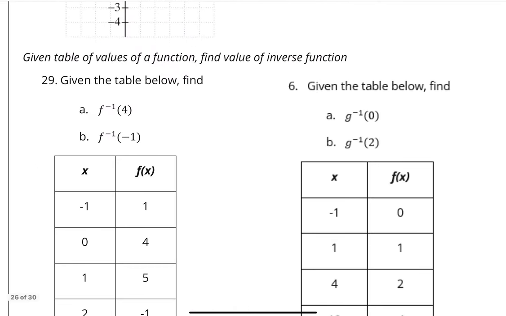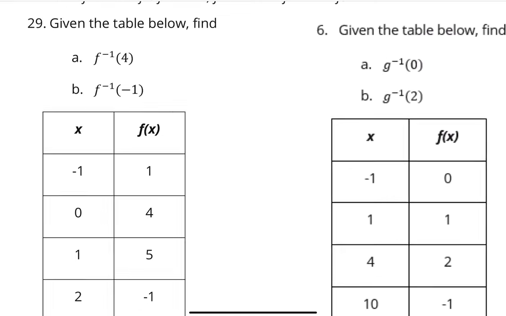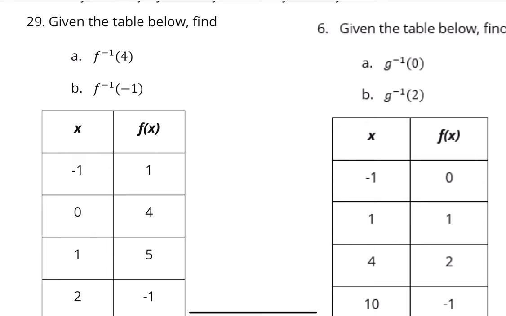Given a table of values of a function, find values of the inverse function. The table should always be easy. I like the tables. They said f inverse of 4. So remember what you're going to start from. You're going to start from your y side, not from your x. Usually we look at the x values and we find the respective y values. But because it's the inverse, we will start from the y and work our way backward.